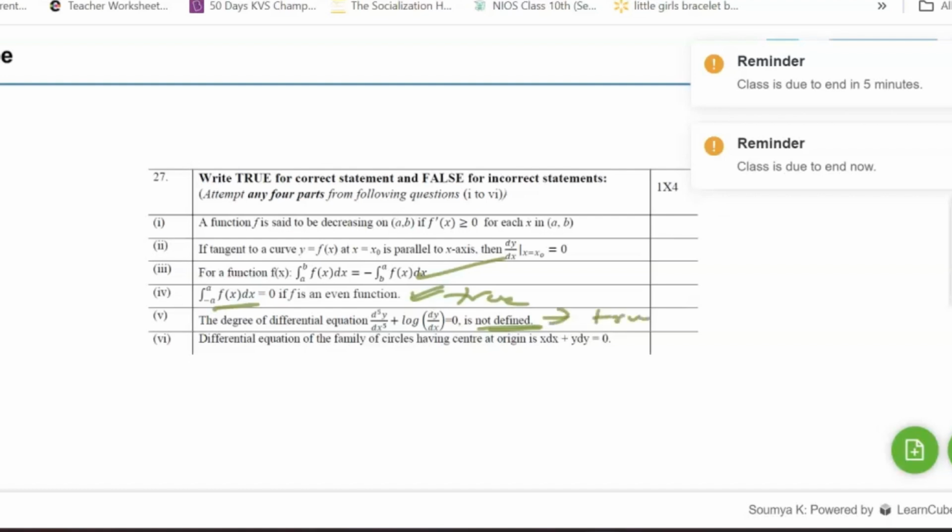That is true. Next one is the differential equation of the family of circles having center at origin, x dx plus y dy equal to 0. That's also true. Okay, so these are the true and false statements.